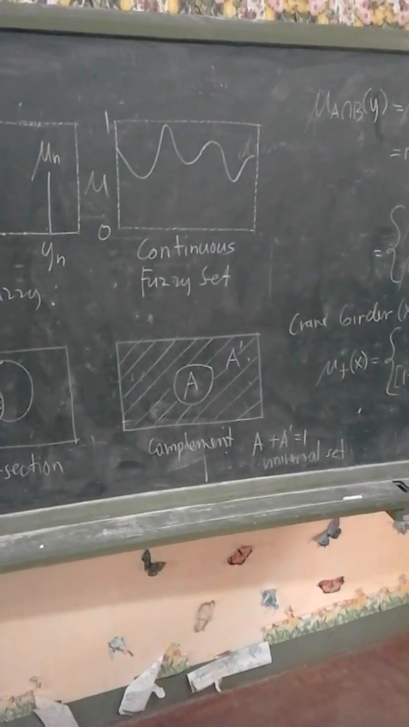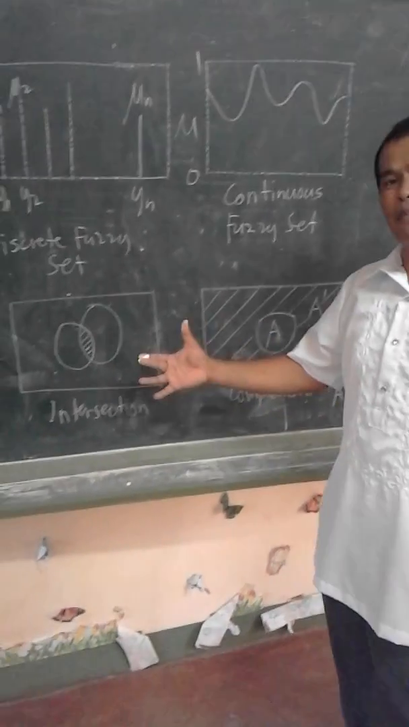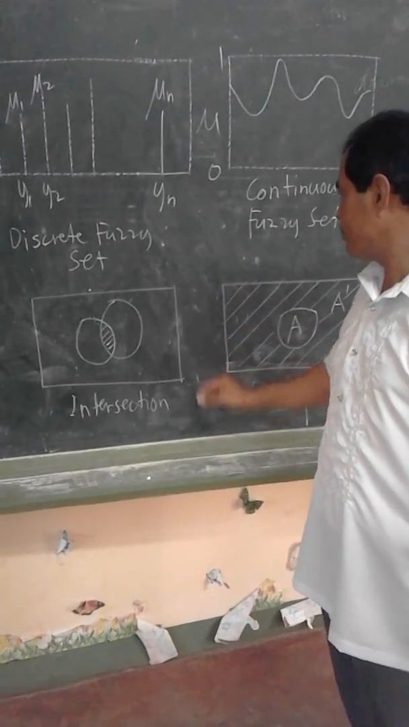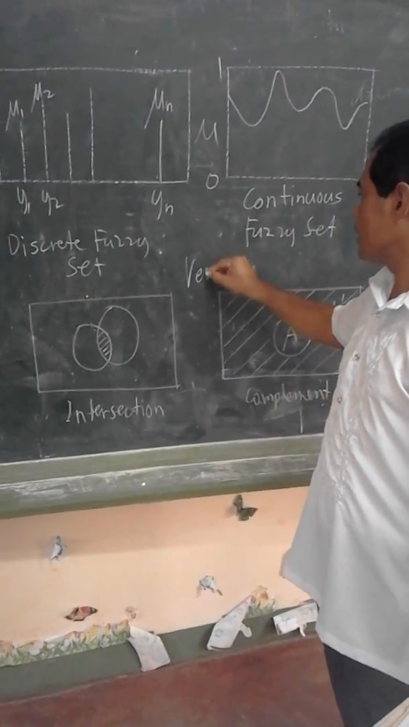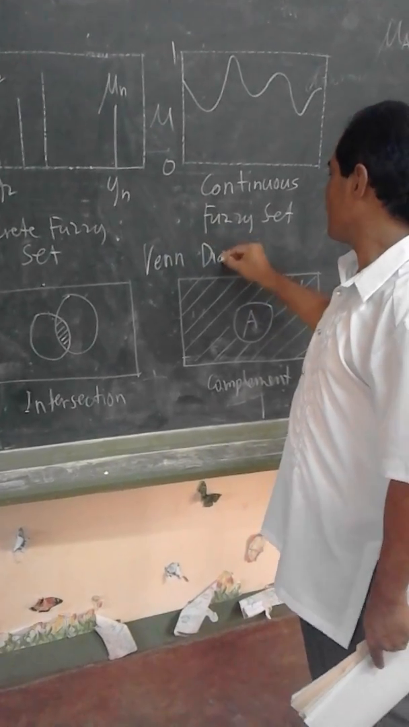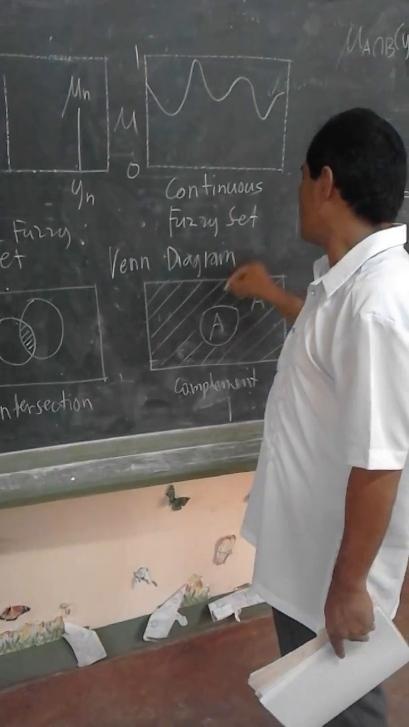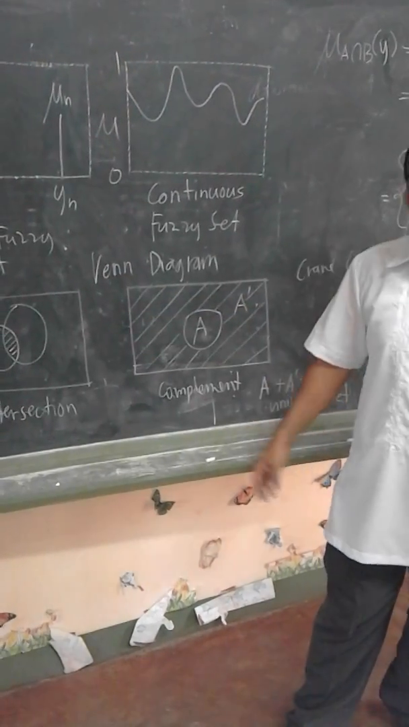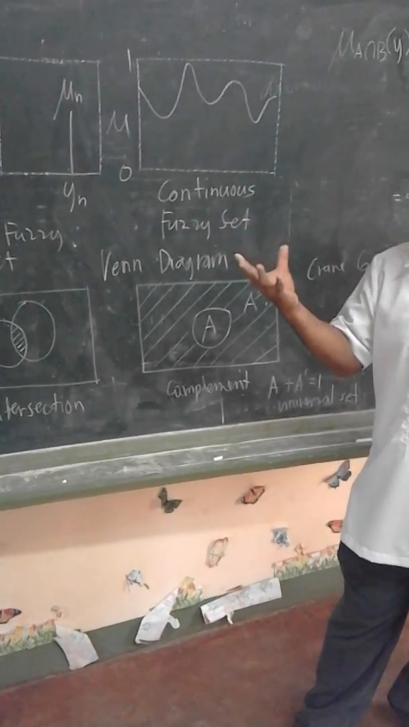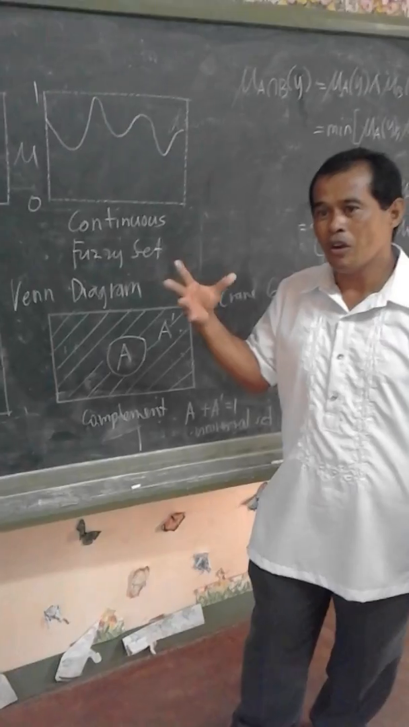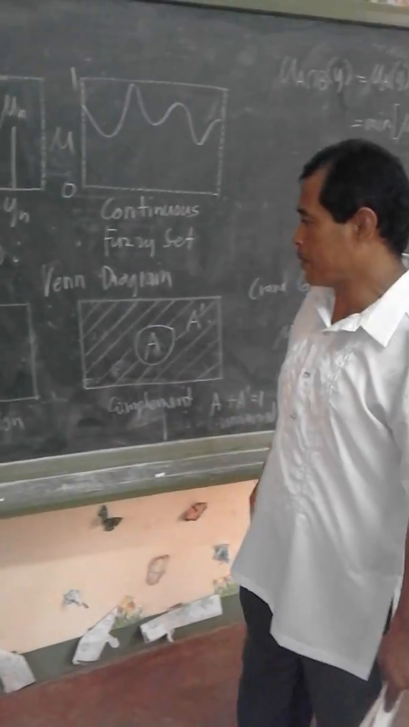Then we come also to the Venn diagram. So the Venn diagram is one way of helping us in solving the problem, or one way of picturing out and solving the problem so that we can have an idea of where to start.